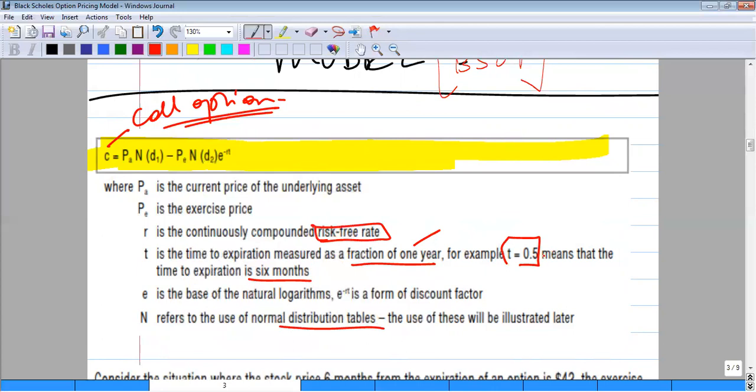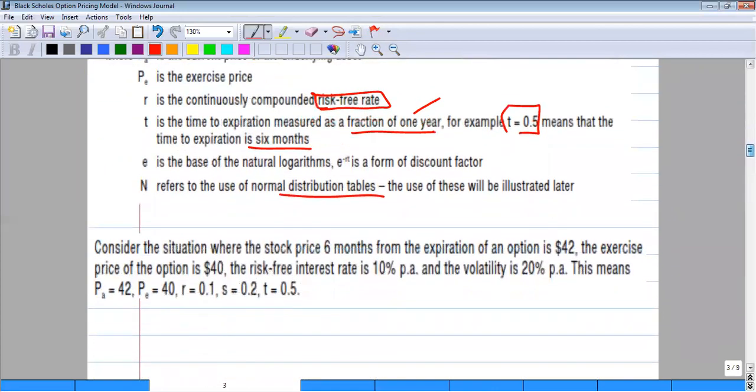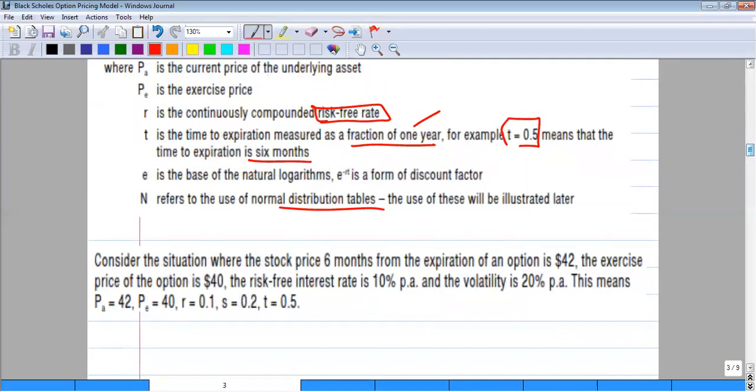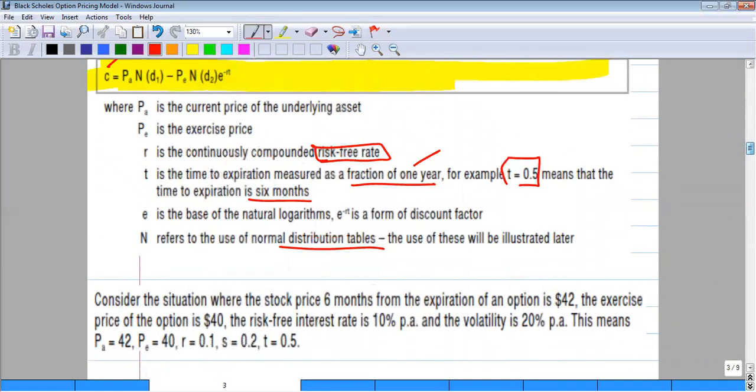Now, how exactly do we apply this Black-Scholes option pricing model in order to value the option? The first step is to discuss a very basic concept. So let's discuss how we establish that very basic concept.